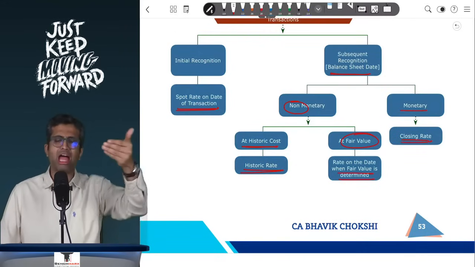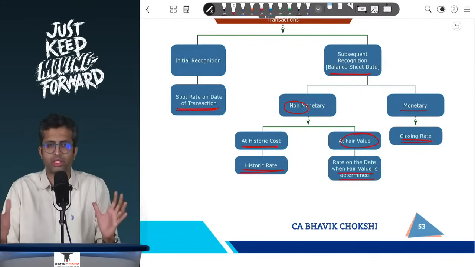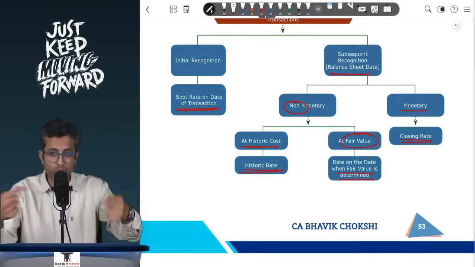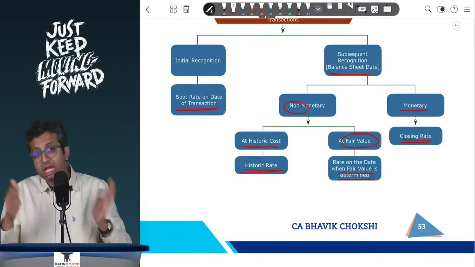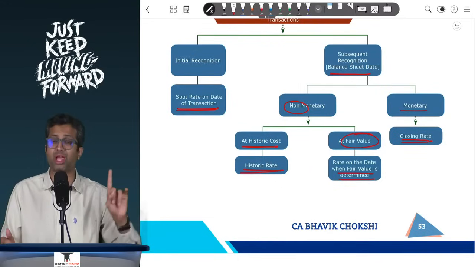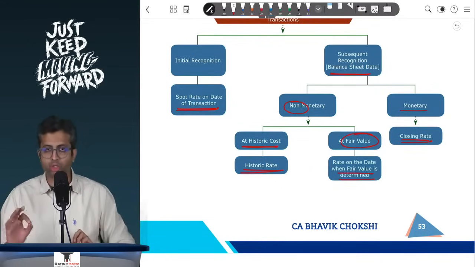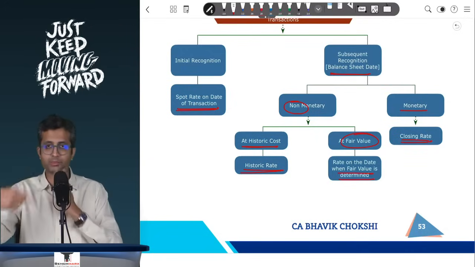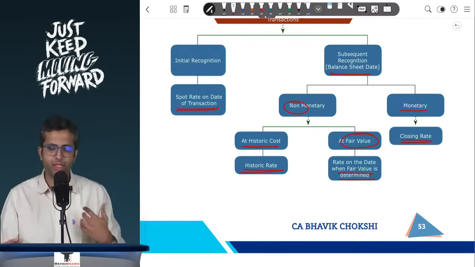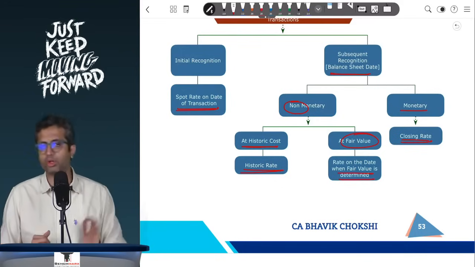Long story short, as per the foreign exchange conversion principles, when you do the transaction, you will take the rate as on the date of transaction. Sometimes you might even take the average rate. Then at every balance sheet date, monetary items will have to be remeasured at the closing rate. Non-monetary items which are kept at historical cost will be at the historical rate, whereas non-monetary items which are to be taken at fair value will be at the rate on the date when fair value is determined.